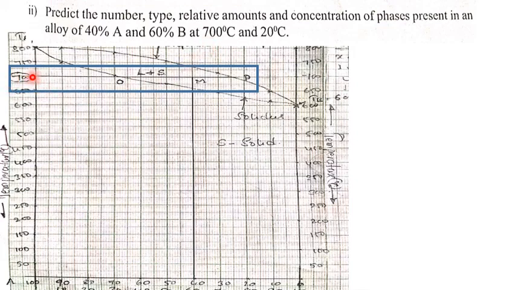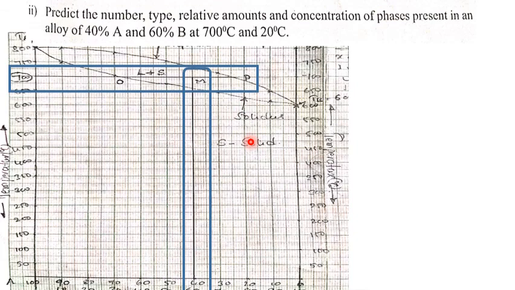So first draw one horizontal line until it intersects with the liquidus line. Next, mention the alloy composition 40 and 60. Drop one vertical line until it intersects with this horizontal line. Now we are going to get a tie line. The tie line is OMP, the intersection of the liquidus line, the solidus line, and the alloy composition.